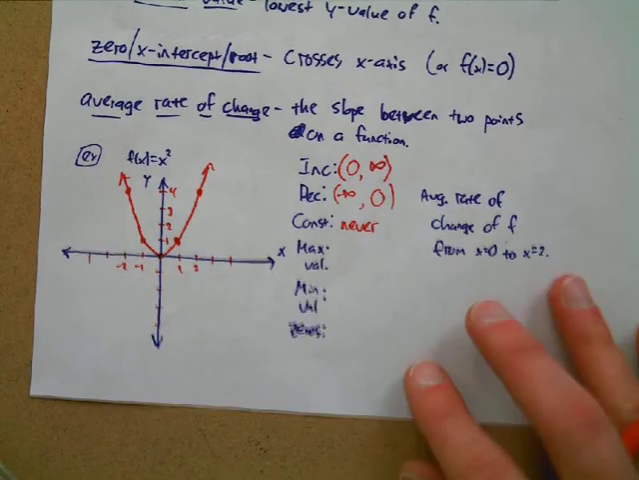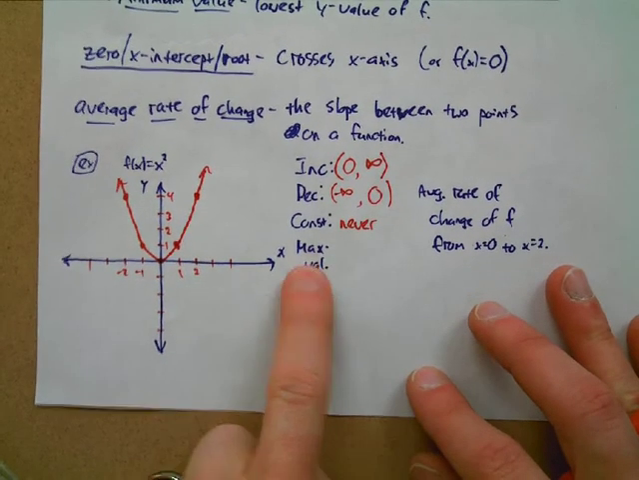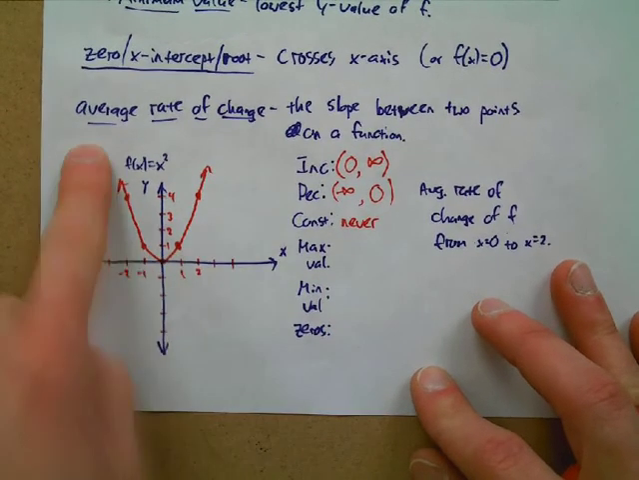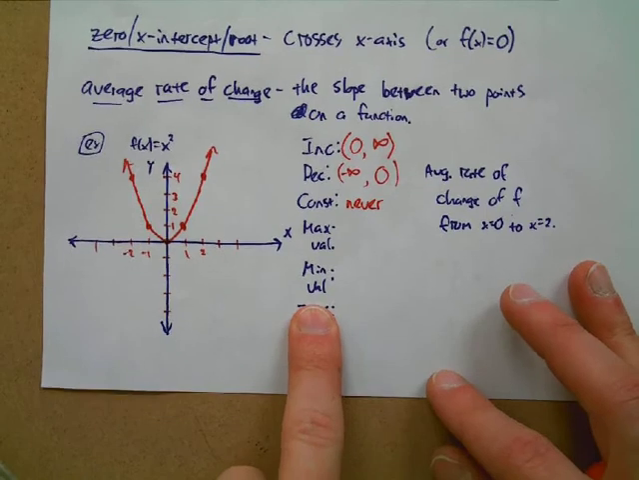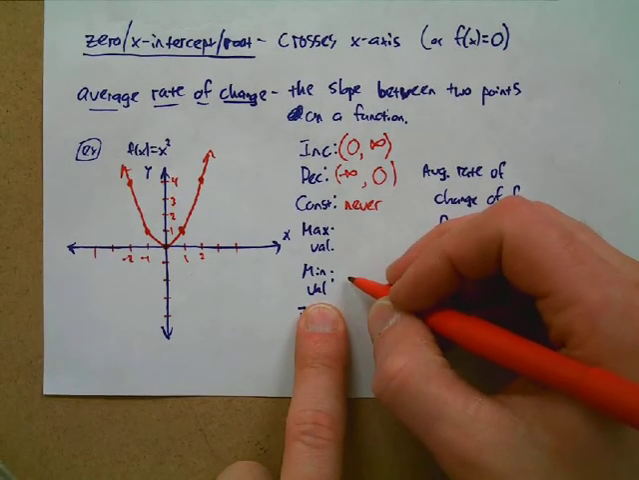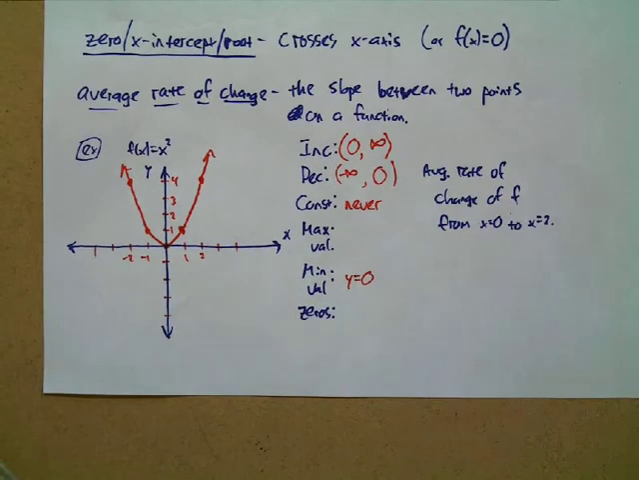Okay? Let's get maximum value for right now. Let's go to minimum value. What is the lowest y value that we see here on our graph? Not 1. Lower than 1. 0, yeah, because you get down to the origin there.